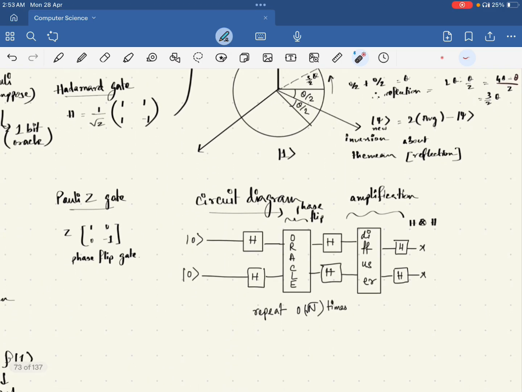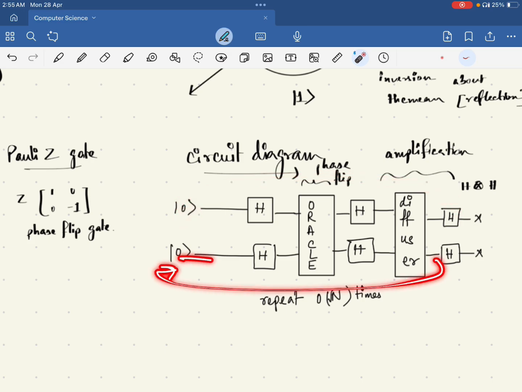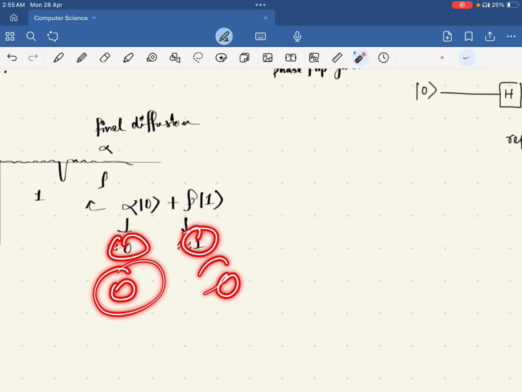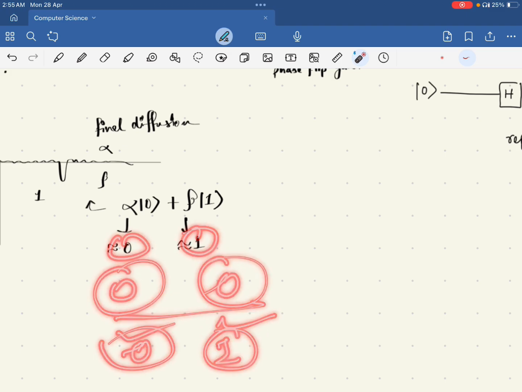The number of iterations it takes is root n. After iterating root n times, we will finally get alpha and beta values as 0 or 1. If both are 0, it means not found. If one of them is 1, that means it's found.